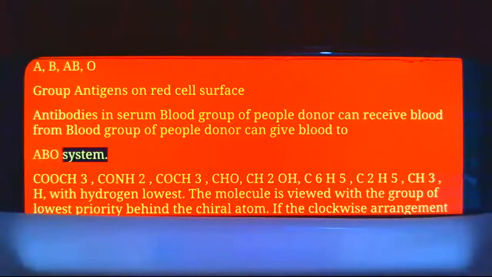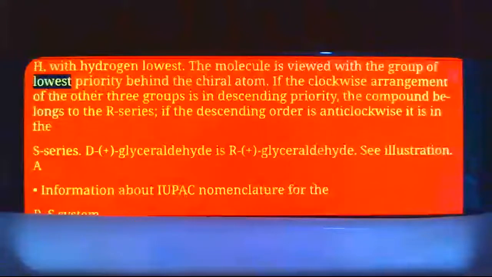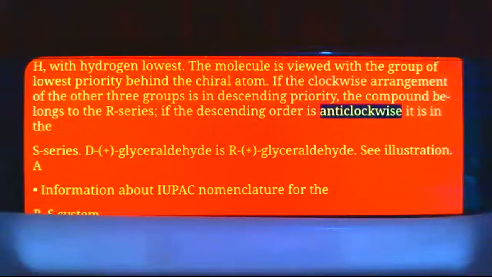COOCH3, CONH2, COCH3, CHO, CH2OH, CH3, H, with hydrogen lowest. The molecule is viewed with the group of lowest priority behind the chiral atom. If the clockwise arrangement of the other three is in descending priority, the compound belongs to the R series. If the descending order is anticlockwise, it is in the S series. D-(+)-glyceraldehyde is R-(+)-glyceraldehyde. See illustration. Information about IUPAC nomenclature for the RS system.